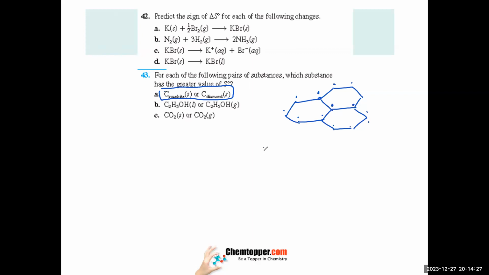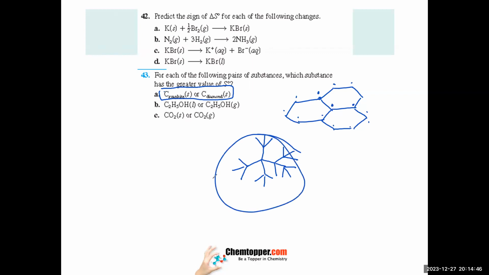Whereas in diamond, every carbon is bonded to four more carbons. There is no free electrons, very hard structure, very compact tetrahedral units like this, like this. This is compact, very hard, nothing is moving. So, which one has more entropy, the diamond or the graphite?